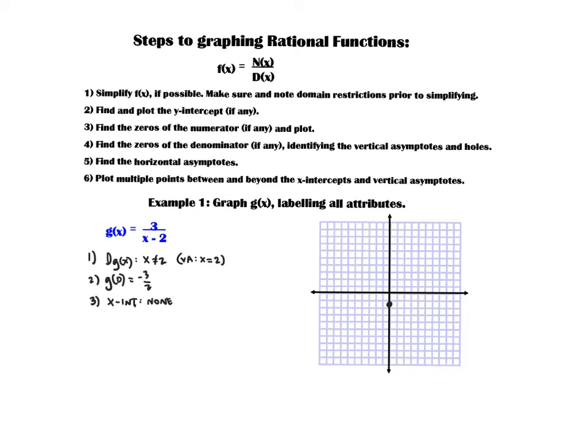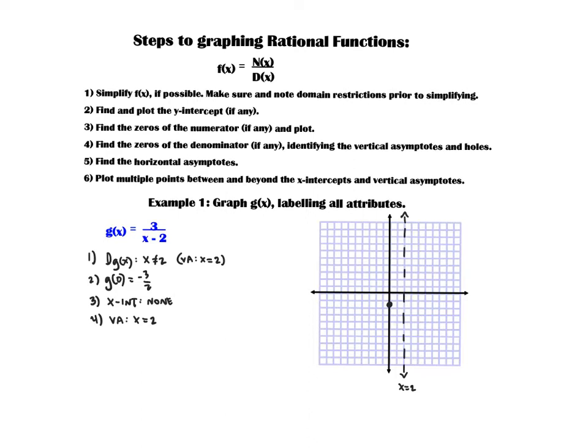Okay, let's move on to number 4. Number 4 is find the zeros of the denominator. We already did that. The 0 of the denominator shows us this vertical asymptote at x equals 2. So let's go ahead and put a vertical asymptote here at x equals 2. Okay, there's our vertical asymptote, x equals 2. Always do that with a dotted line.